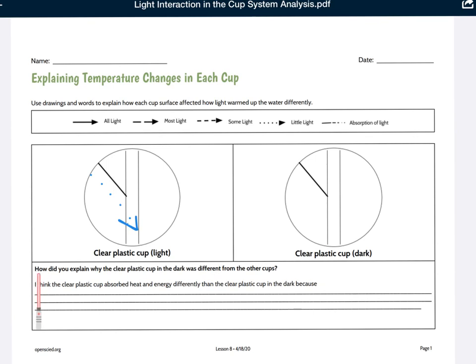So you have a sentence frame to complete here. It says, I think the clear plastic cup absorbed heat and energy differently than the clear plastic cup in the dark because. So I want you to fill this in with what you think. And again, use what you put in your model about how much light actually transferred through the cup and into the cup and how that changed temperature to answer that question.